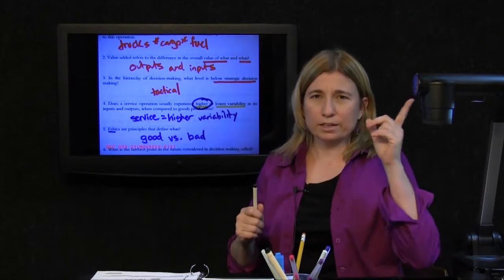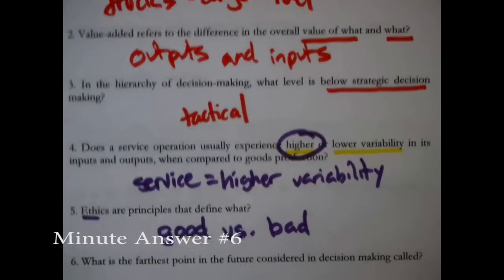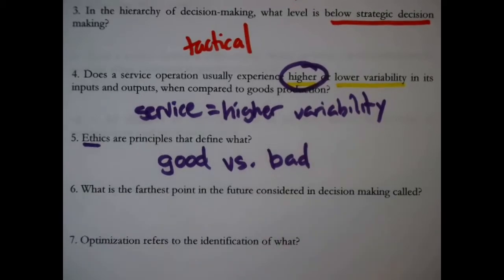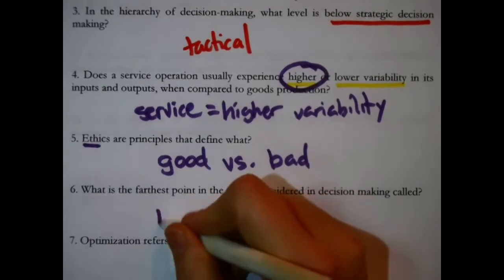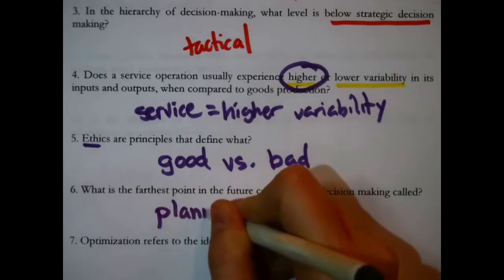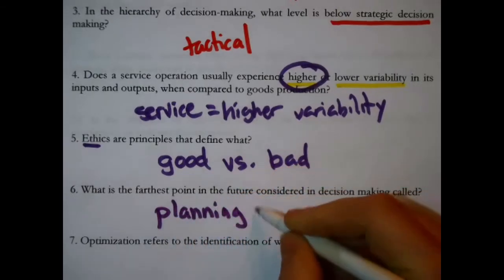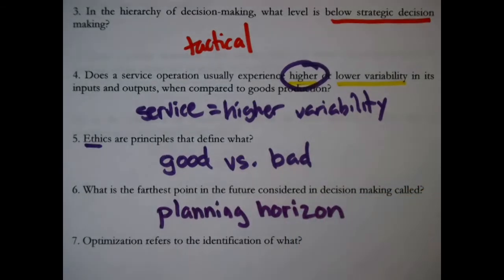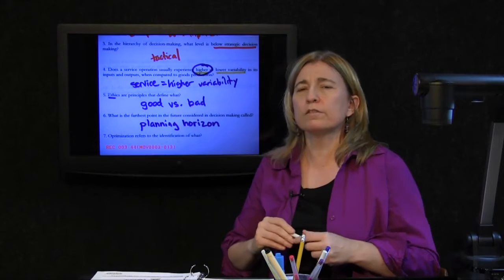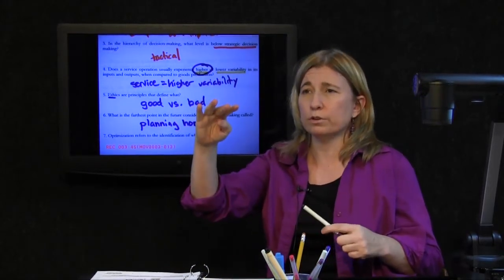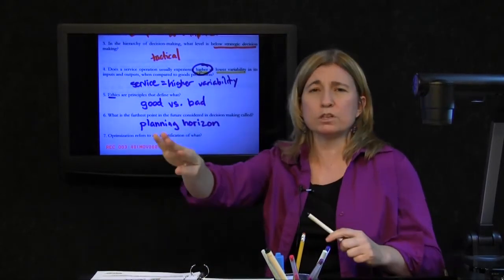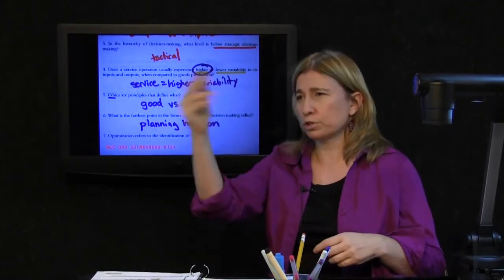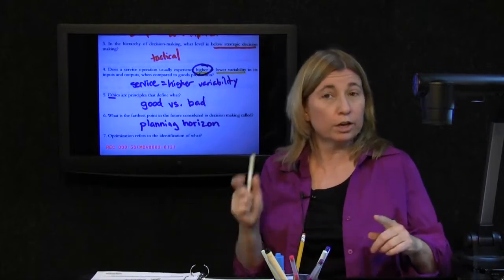All right, next question. What is the farthest point in the future considered in decision making called? Okay, this is definitional. The farthest point in the future that you bother to consider when you're making a decision is known as your planning horizon. To remember that, think of the image of looking out into the future, right? What is the farthest you can see when you literally look out? It's the horizon. When you're planning, the farthest you bothered to look out is your planning horizon. Next question.